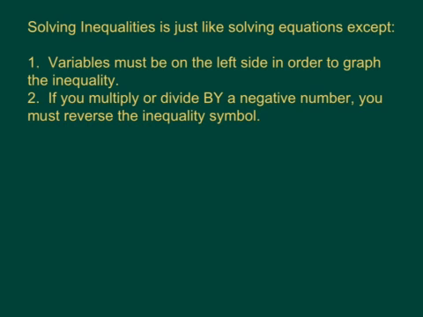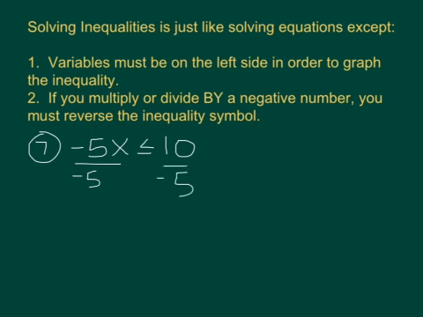So let's look at an example here. Looking at number 7, I've got negative 5x is less than or equal to 10. So I'm going to solve this just like it had an equal sign between it. I'm going to divide both sides by negative 5. Now here's the key here. I divided by a negative number, so I'm going to have to reverse the inequality symbol. So x, and then I'm going to reverse that around, is greater than or equal to negative 2.